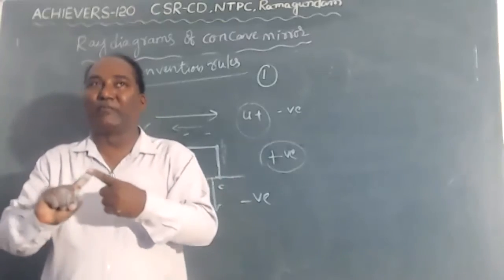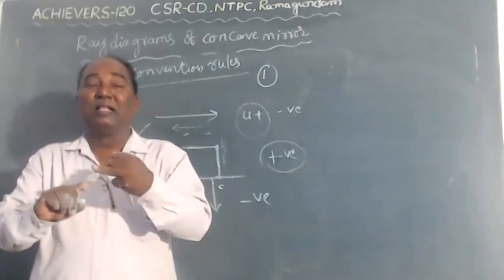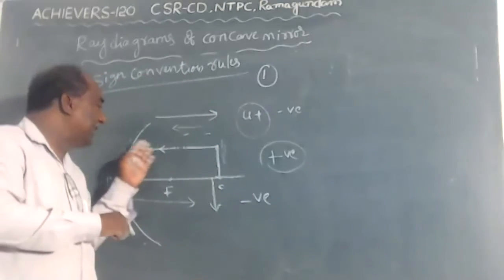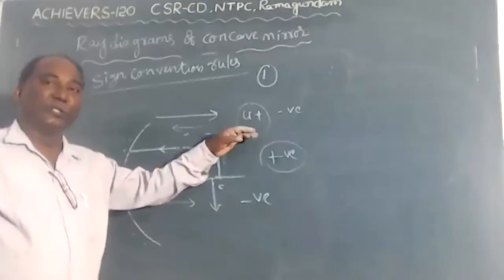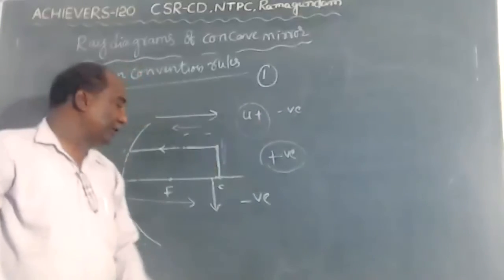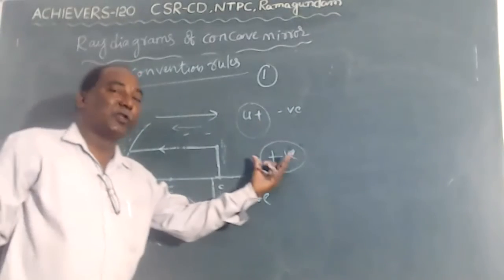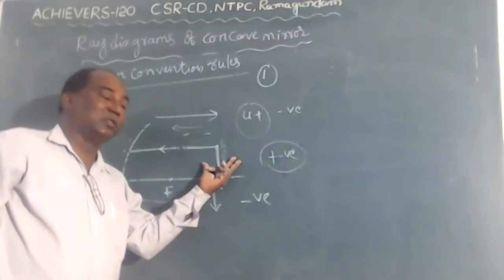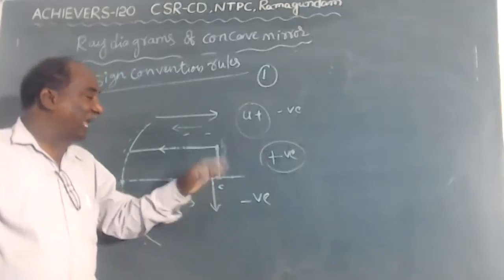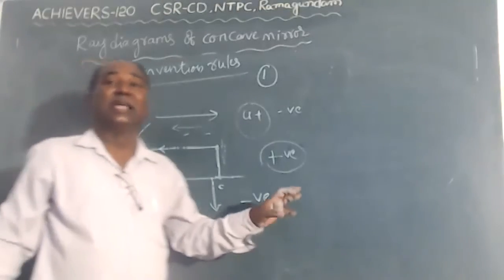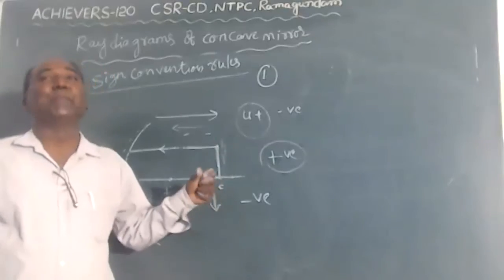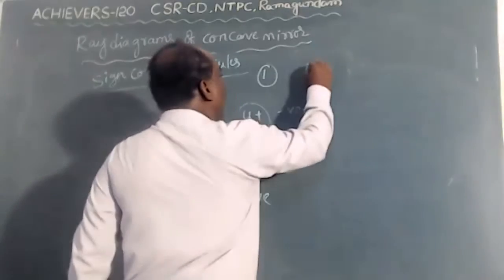All the distances are measured from the pole. Second one, if the distance is measured in the direction of the incident ray to the object, that is positive. If it is measured opposite to the incident ray, that is negative. Third one, height of the object and height of the image. If it is above the principal axis, that is positive, and below the principal axis, that is negative. These are the sign convention rules. According to the sign convention rules, we should identify the mirror formula.